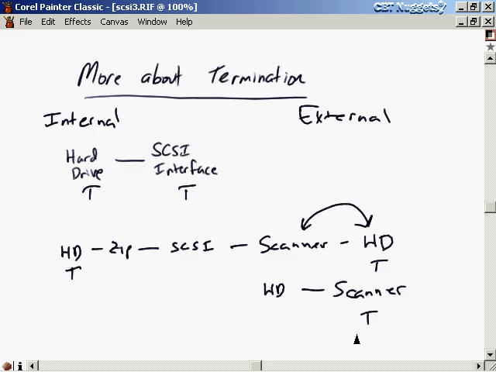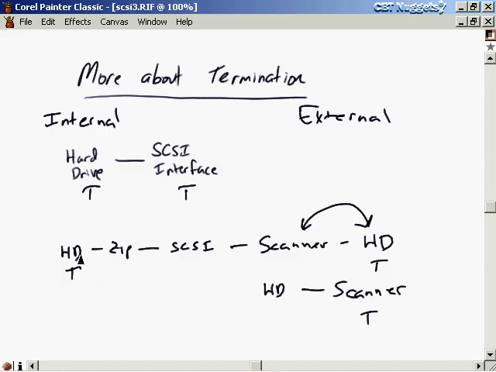But if the scanner's off one day, like you just turn the scanner off or you unplug it or something, then this isn't going to work. Nothing on this chain is going to work, or there's going to be likelihood for failure, because now nothing's terminated on this side because the scanner's turned off. So you should put stuff on the ends of the chain that are always going to be on.